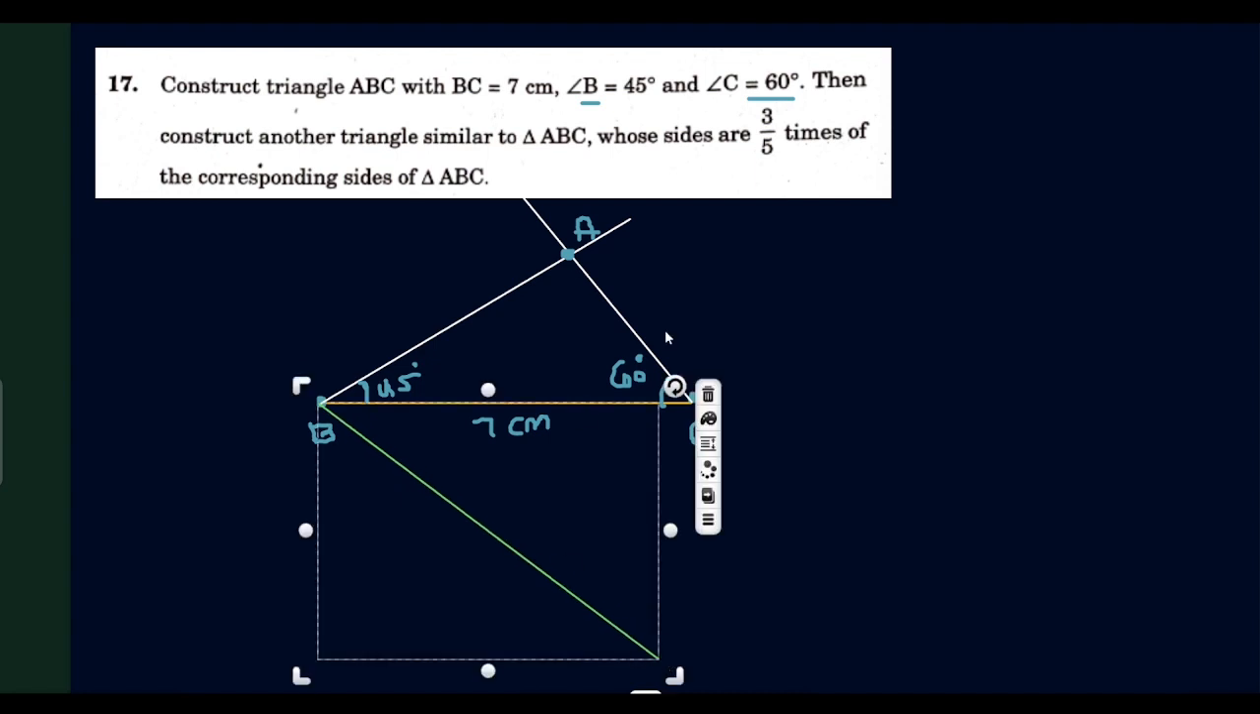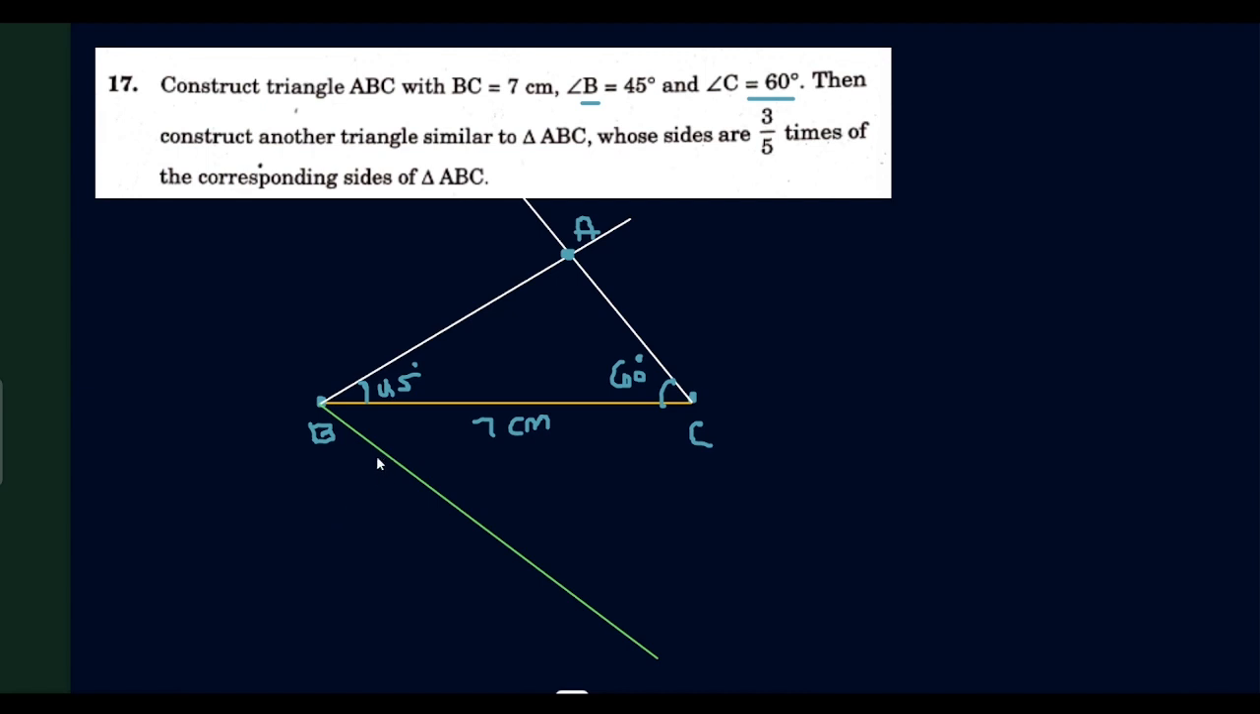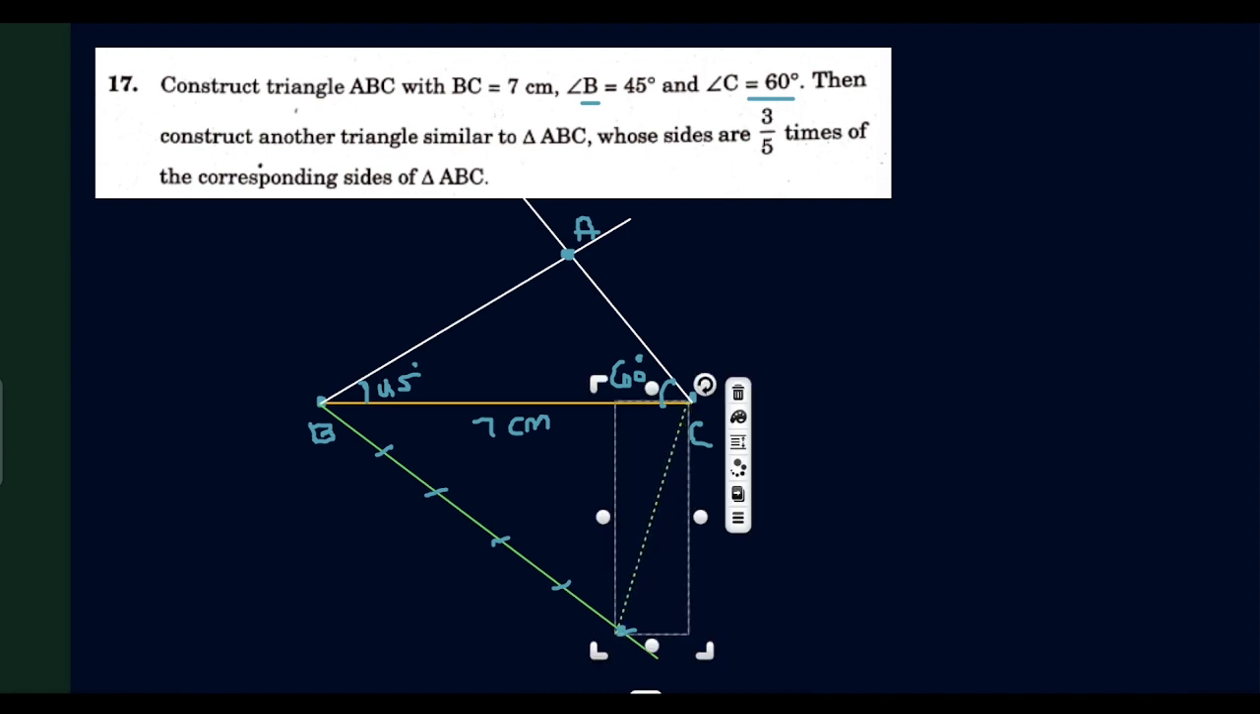But here what he has given the condition, it is whose sides are 3 by 5 times of corresponding ABC, right? Now these two are parallel lines, but here I'm just making 5 equal points. 1, 2, 3, 4, 5. Okay, at this point, just add the line. Okay, add this line to C. Got it? And here it became one more, it is A dash.